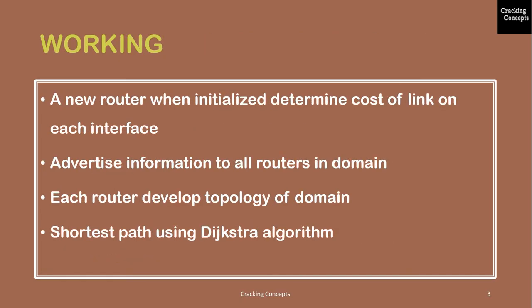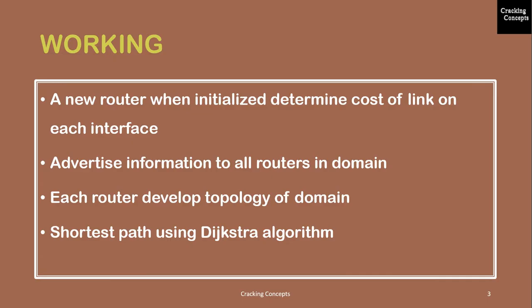Now looking into the working. Whenever a new router is initialized inside the domain of an autonomous system, the first thing it determines is the cost of the links on each of its interfaces. Once it is done, the router advertises this information to all the routers present in the domain, and it keeps monitoring the cost of the links onwards.